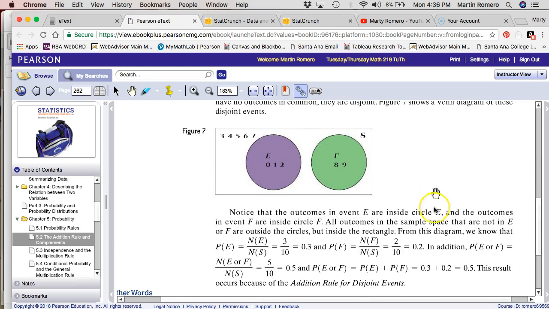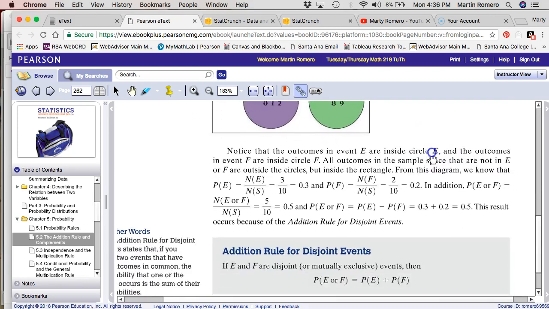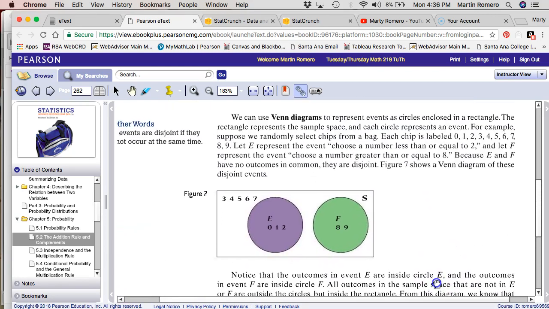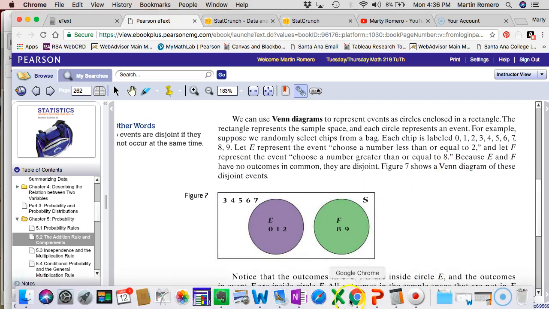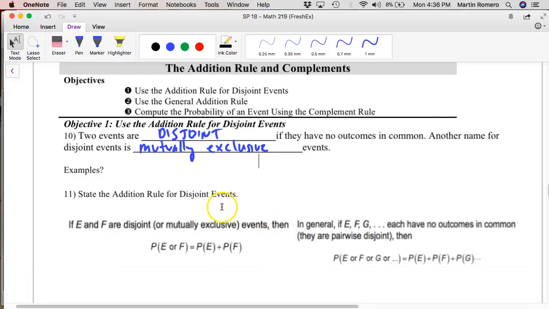And so that's an example of what we're talking about, where the events don't have something in common. So that's the first analysis we're going to do. And so we have some addition rules that we follow for that, and you can see them here. State the addition rule for disjoint events.